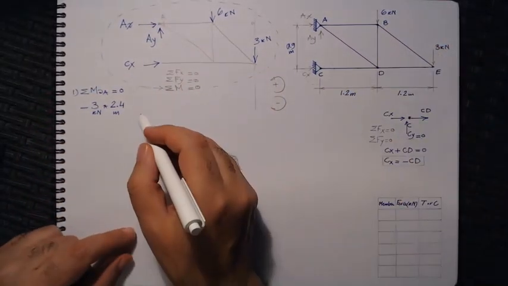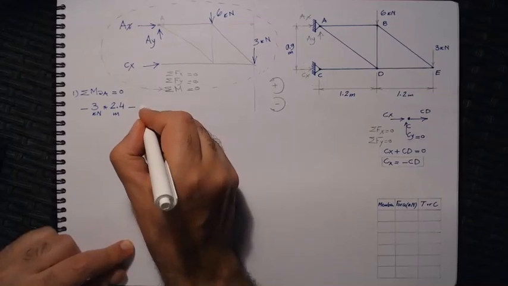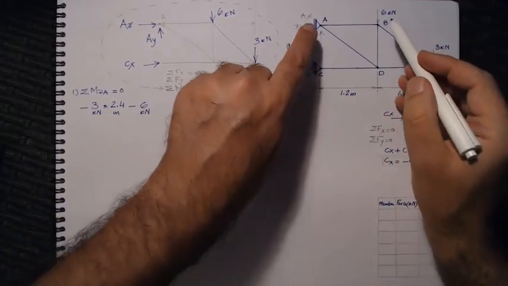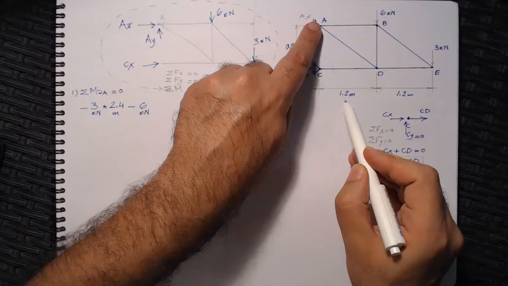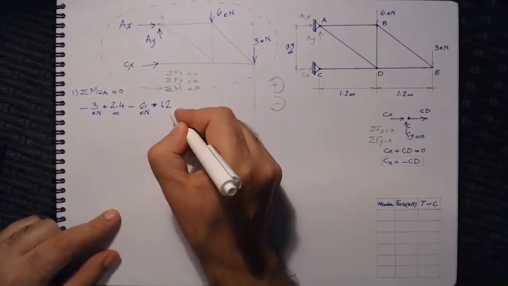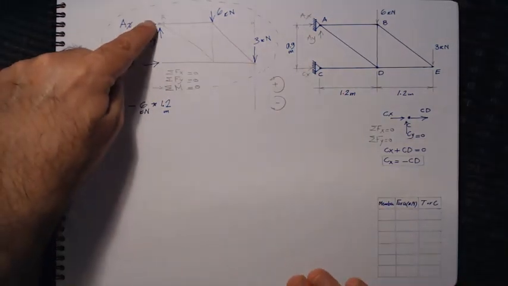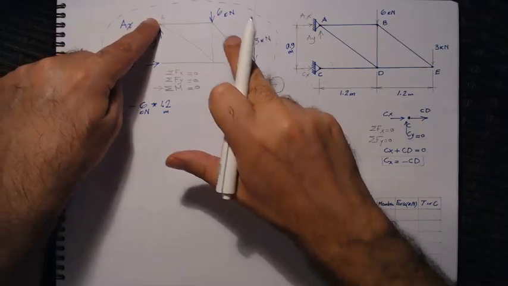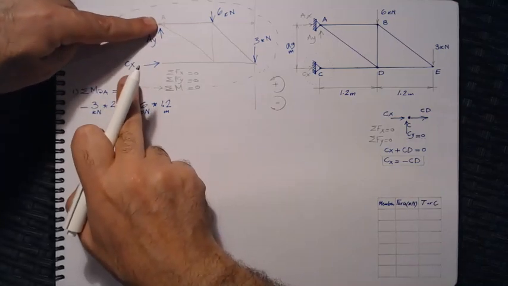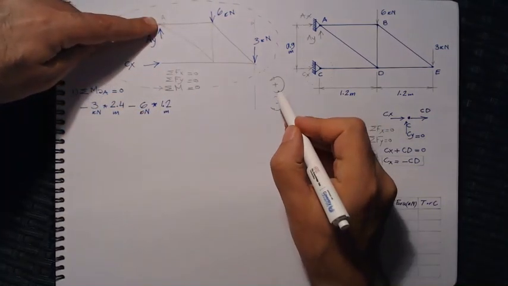I'm going to do the 6. It's rotating in the same direction, so it's negative as well. The force is 6 kilonewton, and the perpendicular distance now is 1.2. So I will multiply this by 1.2 meters. So look at the free body diagram. Put your finger on the point of rotation. Is there any other force rotating about A? Yes, CX, and it's actually rotating in the opposite direction. So it's rotating counterclockwise.